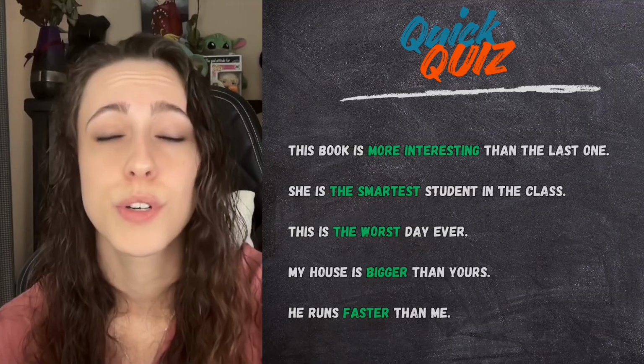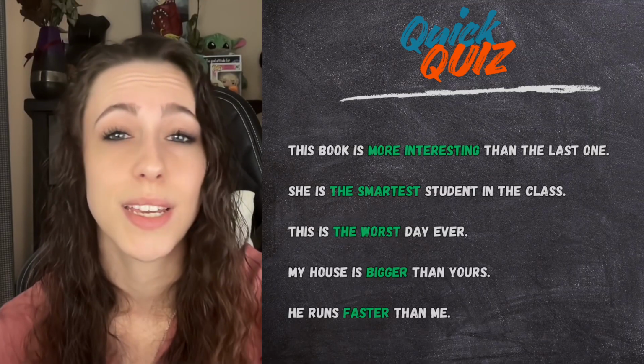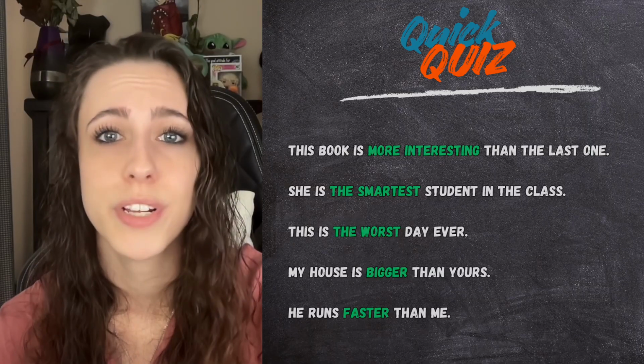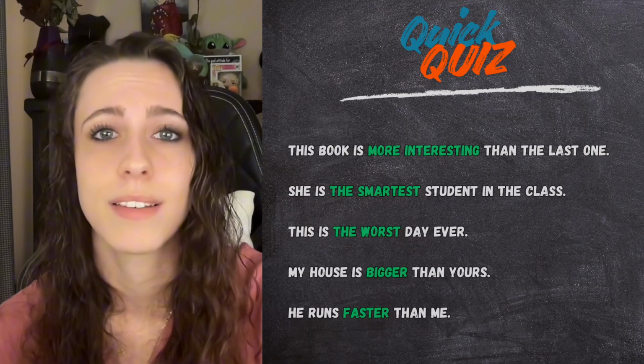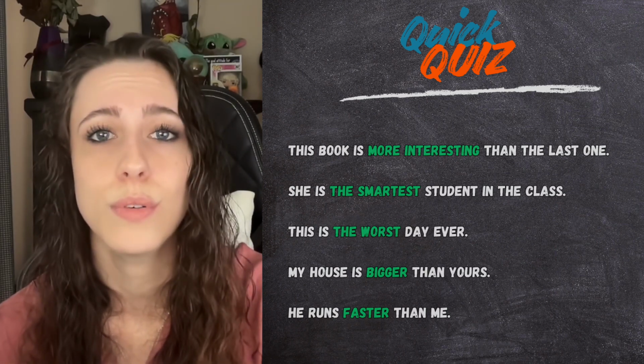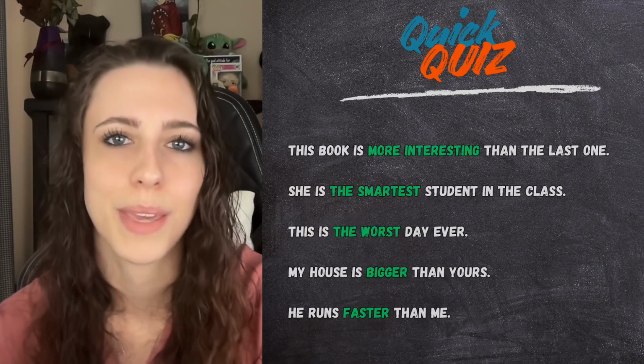Alright, let's have a look at the answers and see if you got them correct. Let me know in the comments how many you got. Number 1. This book is more interesting than the last one. Number 2. She is the smartest student in the class. Number 3. This is the worst day ever. Number 4. My house is bigger than yours. And number 5. He runs faster than me.